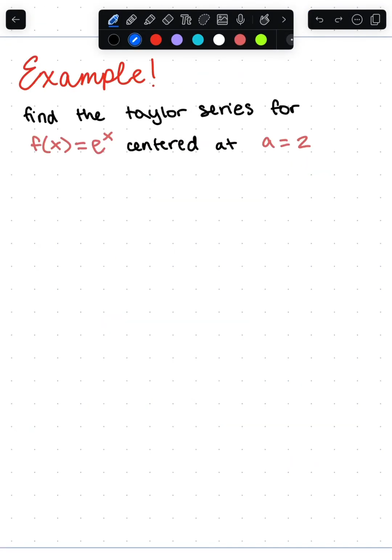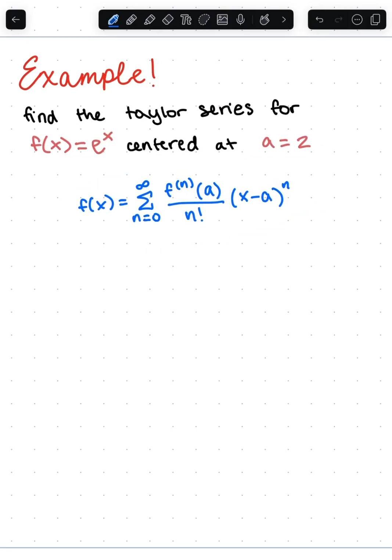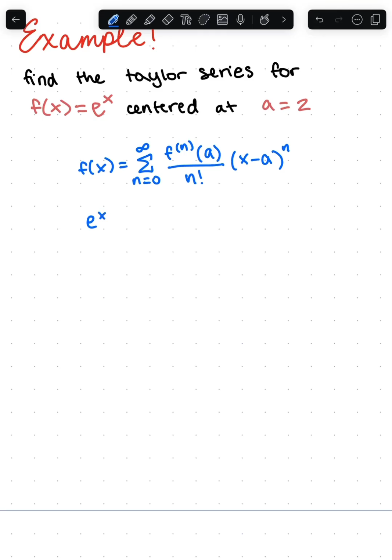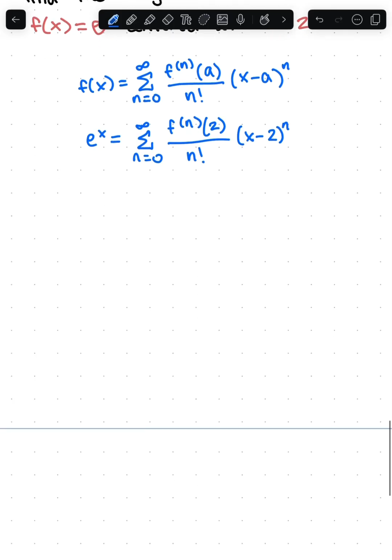Let's do one more quick example. We are going to find the Taylor series for f of x is equal to e to the power of x, centered at a is equal to 2. Let's start off with our original Taylor series formula. From here, we can replace our a's with 2, since we were given that 2 is the center. Now we will find the derivatives for e to the x at a is equal to 2.